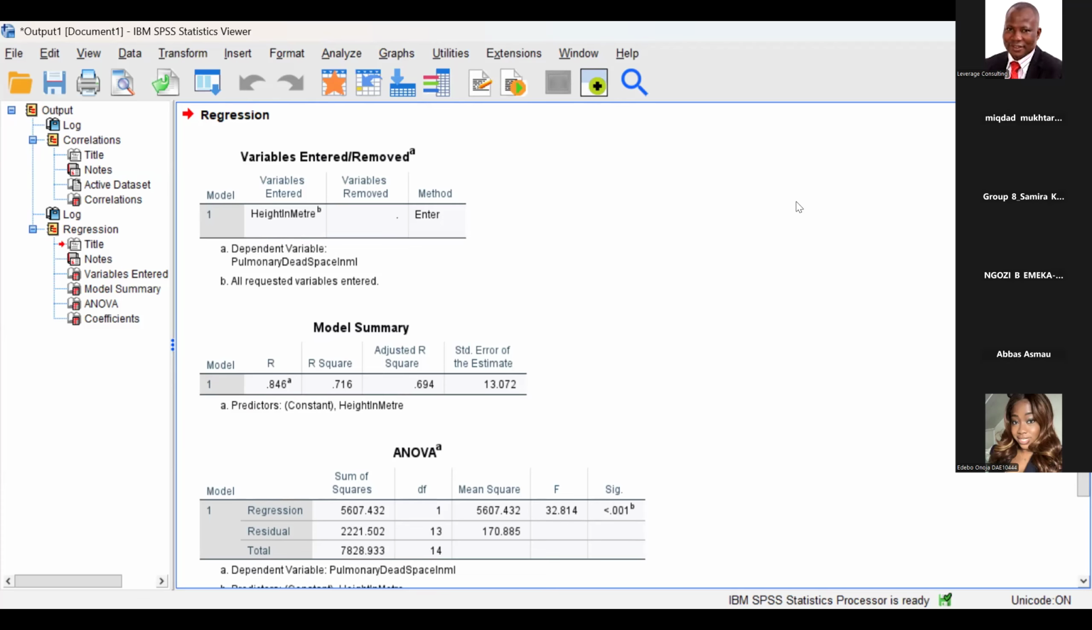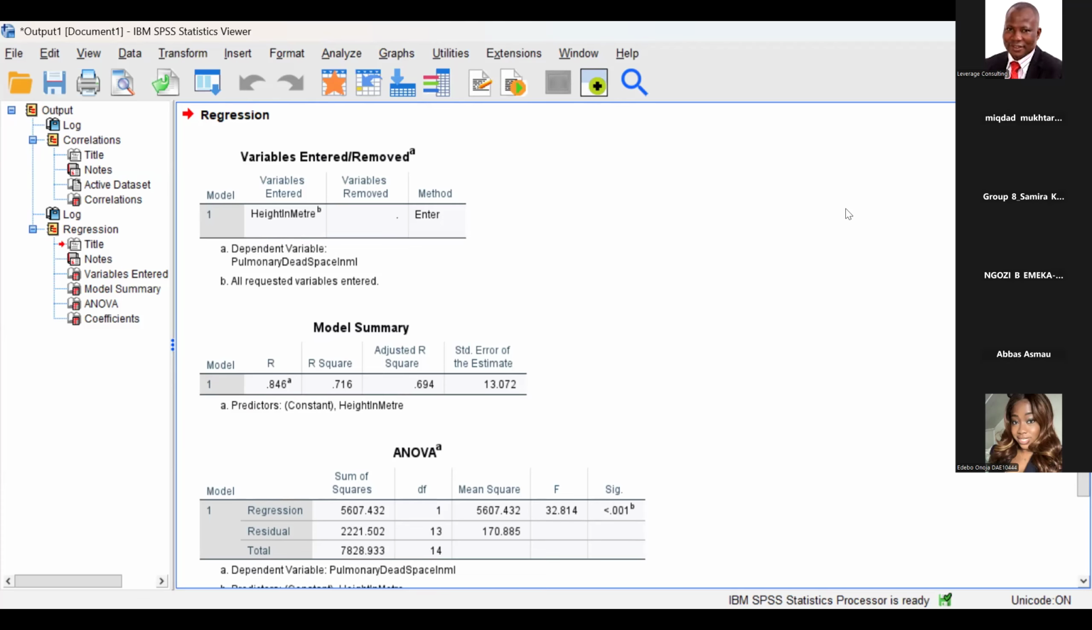This 2221.502 is the one that corresponds with the sum of squares within. This is within. Then the total sum of squares is when you add the two together. And here, the degree of freedom is 1, because there are two things in the equation, b0 plus bx, a constant plus that bx. Those are the two entities. You remove 1 from it, it gives you degree of freedom 1. For the residual, you see the degree of freedom is 13.